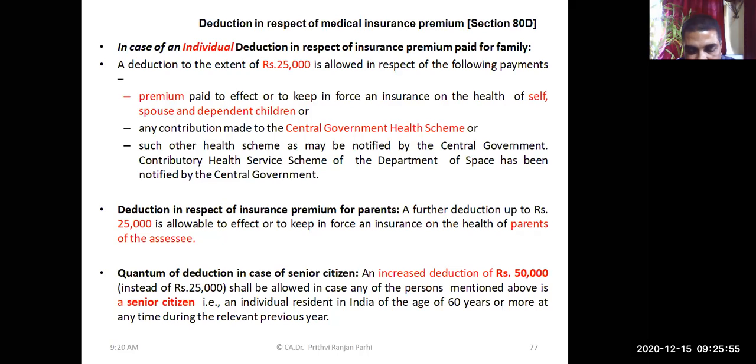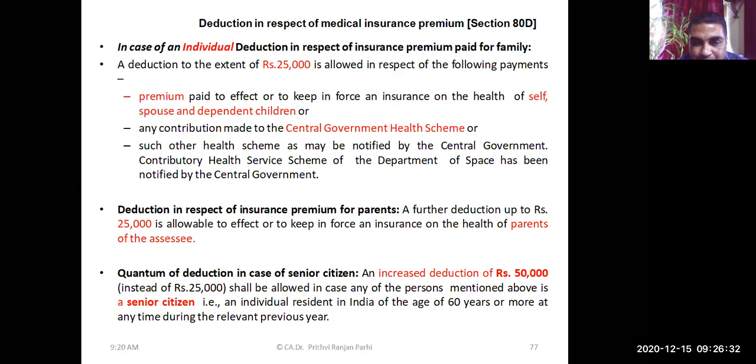Sir, if parents are senior citizens, then it's 50,000. And for us, it is 25,000. So that means in total we will be able to get a reduction of 75,000. Yes, right. The maximum total deduction in that case can be 75,000: for parents 50,000, and for individual, self, spouse or dependent children, another 25,000. Total is 75,000.